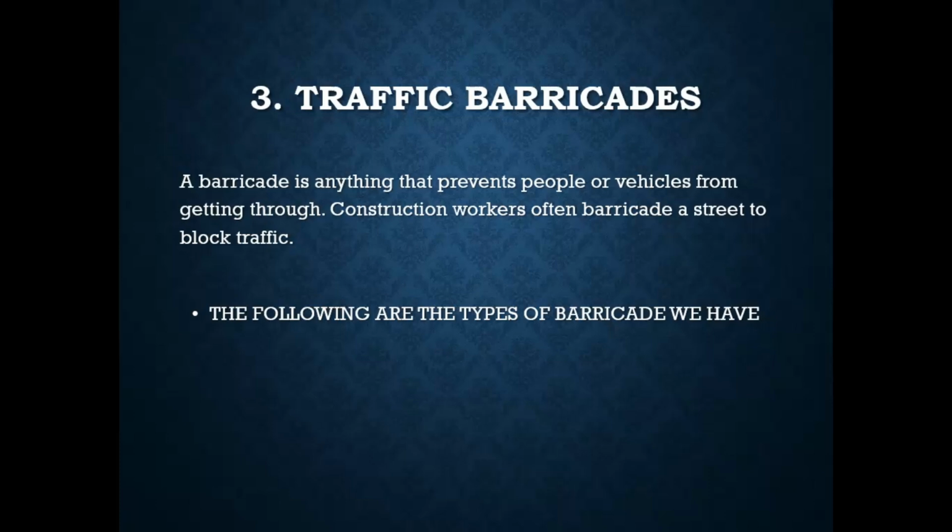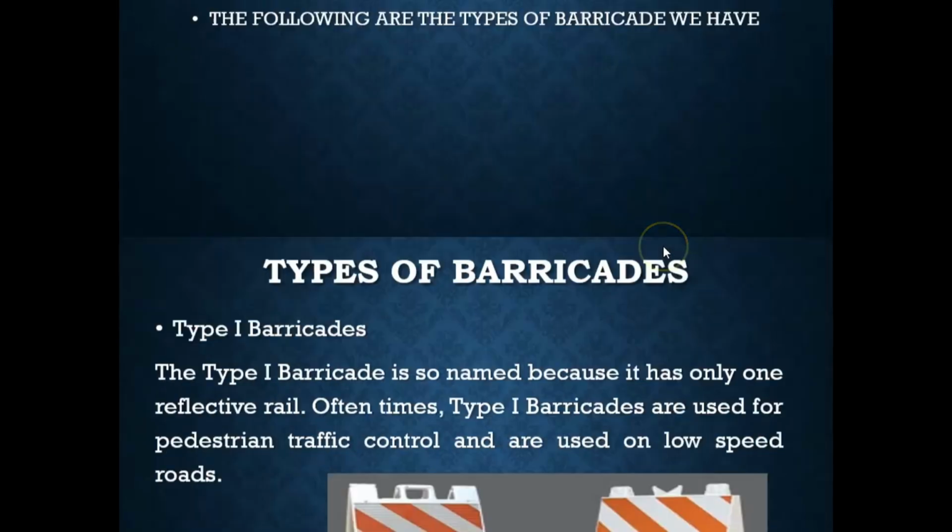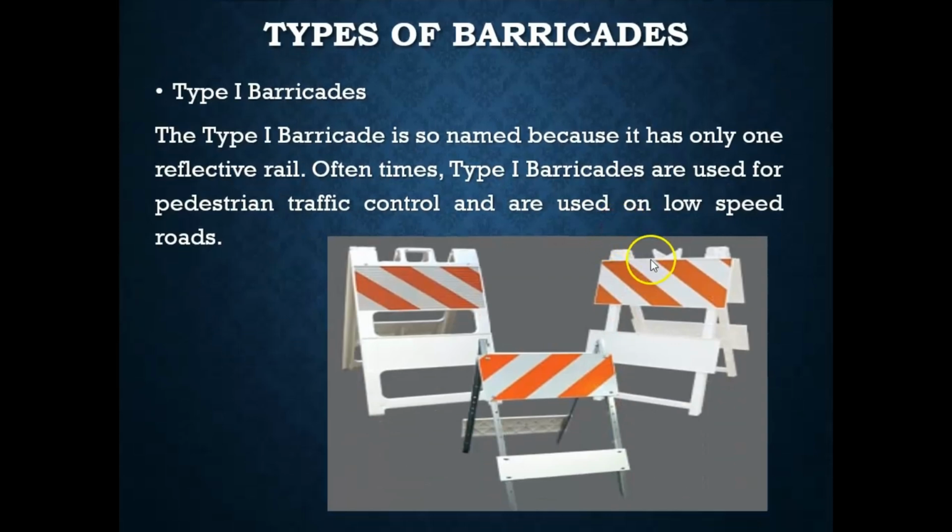So we're going to be looking at some of these traffic barricades or road barricades. The major reason why we have barricades is to prevent people or vehicles from getting through, most especially when it comes to construction workers who use these barricades for street blocks or to block traffic. So we're going to be looking at some types of the barricades we have. The first one is what we call the type 1 barricade.